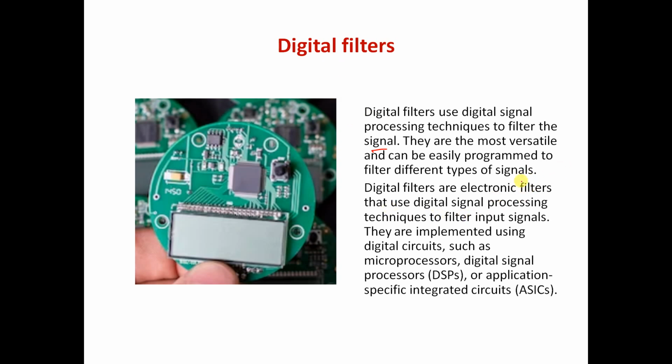They are the most versatile and can be programmed to filter different types of signals. Digital filters are electronic filters that use DSP, digital signal processing techniques, to filter the input. They have many theorems and many things that have been programmed. You don't need to understand the theorems, but you have to at least know they exist. They are implemented using digital circuits such as microprocessors, digital signal processors, or other specialized integrated circuits, that is ASIC. ASIC is a main controller and processor used in many applications.